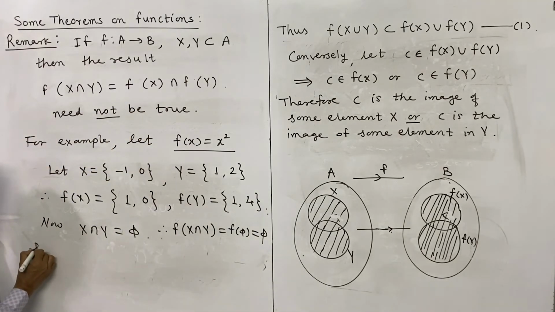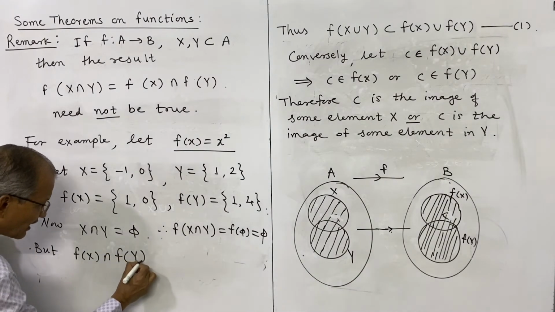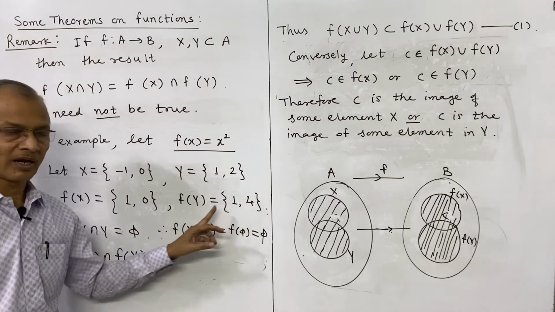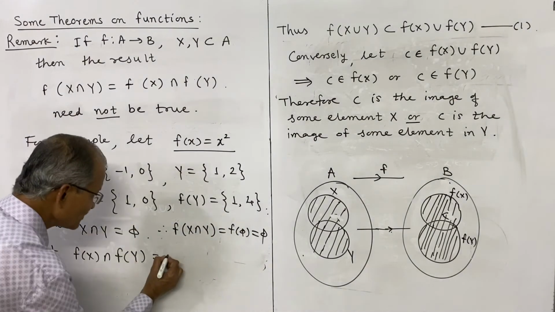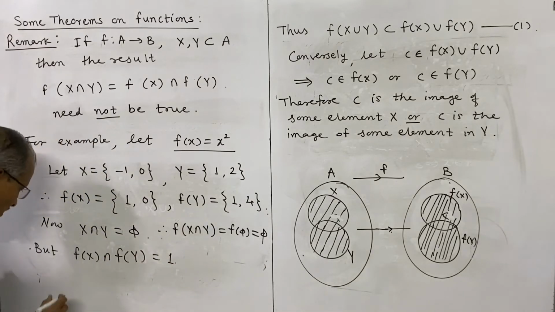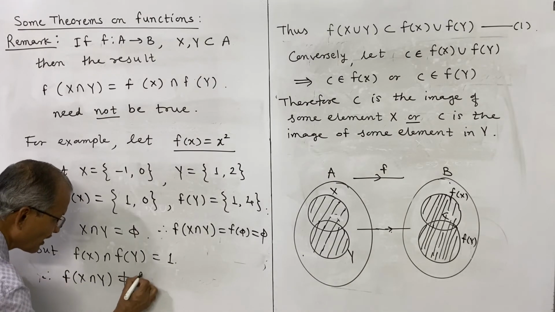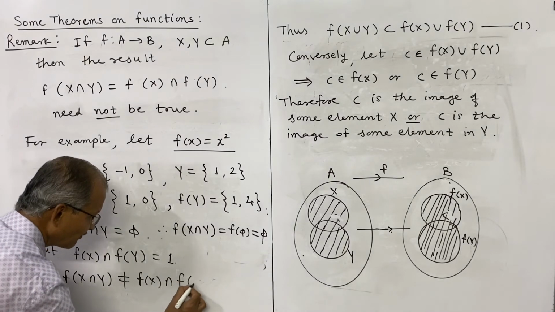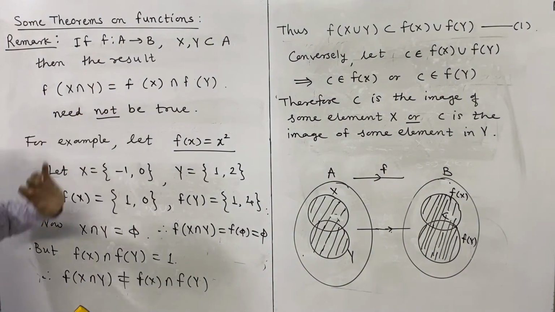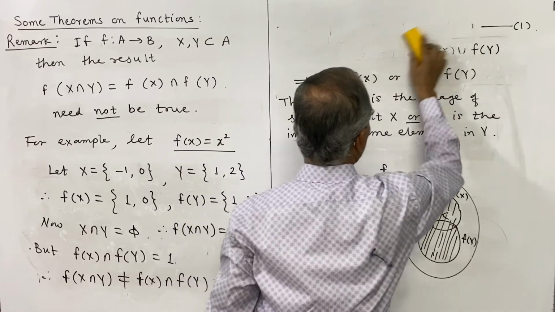But what is f of x intersection f of y? You see f of x is {1, 0}, and this is {1, 4}, and 1 is common, and therefore it is {1}, and thus these two are not equal, and therefore f of x intersection y is not equal to f of x intersection f of y. Here it is empty, but here it is 1. So that means the result for intersection does not hold. The result for union holds, but not for intersection.